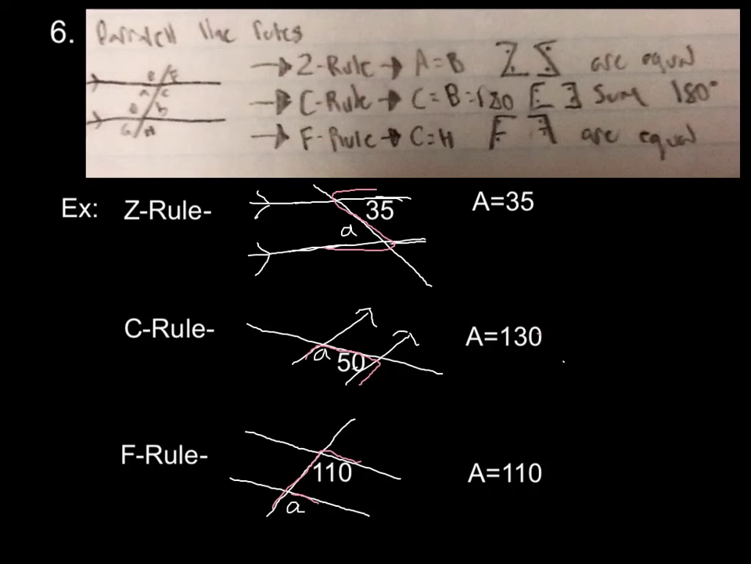The C rule, as you can see, I drew out the C again in pink. One side angle is 50, which means you'd have to subtract that from 180, which gives us A equals 130. The F rule, as you can see again, I drew out the F in pink. Both armpits are the same, which means A equals 110.